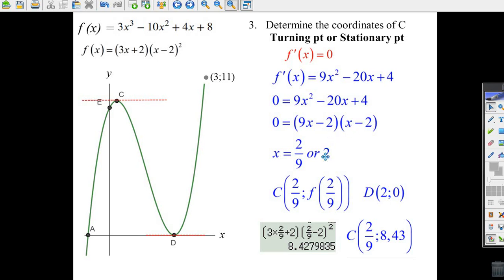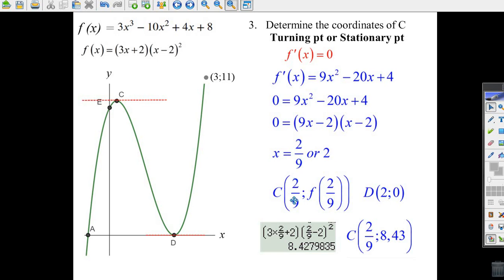Now, what two things make this equal 0? Well, x is 2, and 2 over 9. That's good that it's x is 2 because we knew that was 2 and 0, that point there, and we can see that it's turning right there. So one of our turning points is 2 and 0. Now the other one is 2 over 9, which would make this equal to 0. 9x minus 2 equals 0. You could solve that equation, 9x minus 2 equals 0, and you'll get 2 over 9.